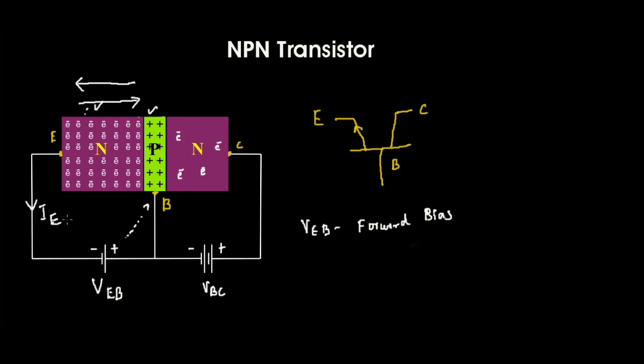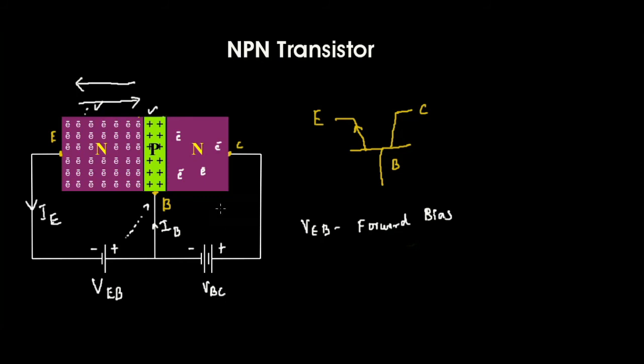Right, so this is IE, and now you observe this layer, the minority charge carriers here will also be moving, right? So this will constitute a current IB in the base because of the movement of the holes, right? Now just consider this voltage VBC. This VBC is in reverse bias.